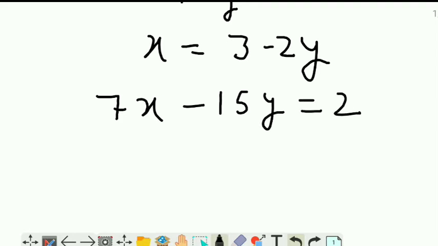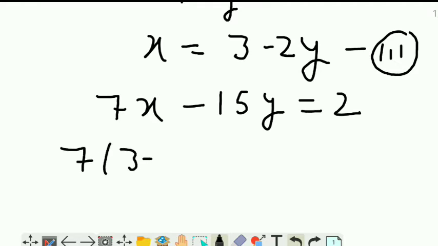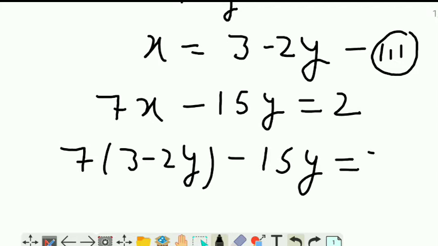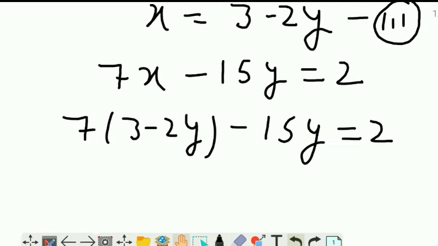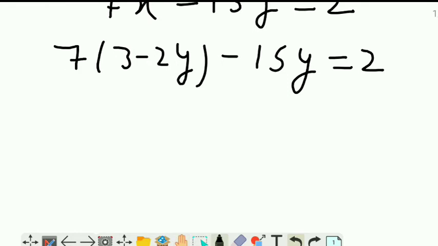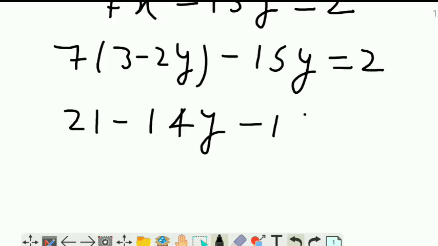Now in place of x we can write here 3 minus 2y, because from the second equation we have found out the value of x. So in place of x we will write here 3 minus 2y. Any problem? No. Minus 15y is equal to 2. Now we will solve it. Now 7 times 3 is 21, minus 7 times 2 is 14y, minus 15y is equal to 2.